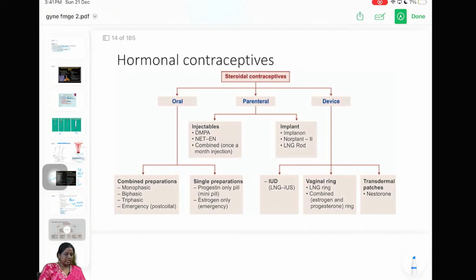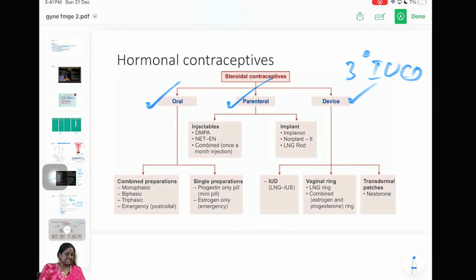So next, coming on to hormonal contraceptives. Hormonal contraceptives can be given through various routes. It can be oral, it can be parenteral, or it can be a device. This device is the third generation IUCD. Correct? Okay.